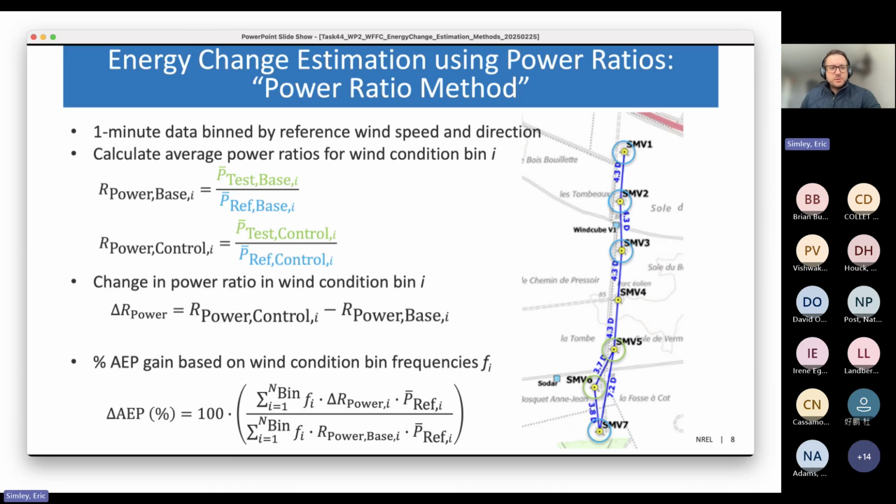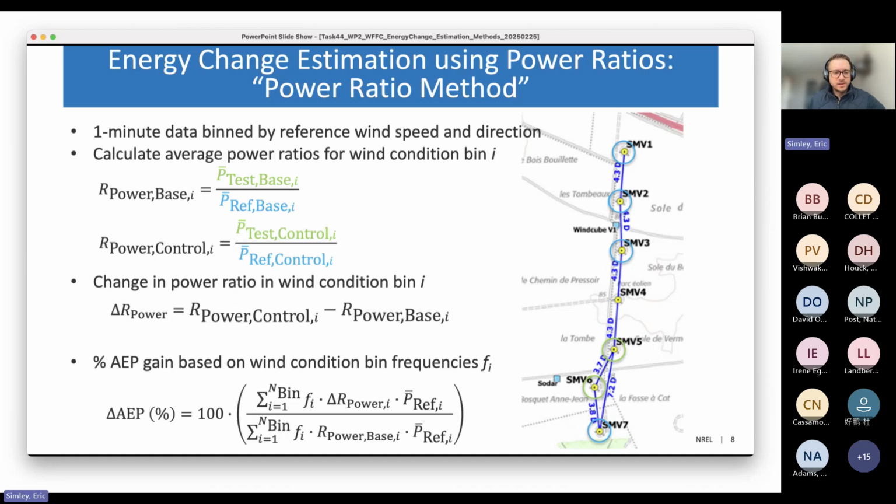So then we come up with these power ratios, which is the ratio between the average power of the test turbines and the average power of the reference turbines during the baseline and wake steering control periods. And we come up with a power ratio for each wind condition bin, which is indicated by the index i here. Then for each bin, we can compute the change in the power ratio, which is just the difference between the power ratio during wake steering control and baseline control.